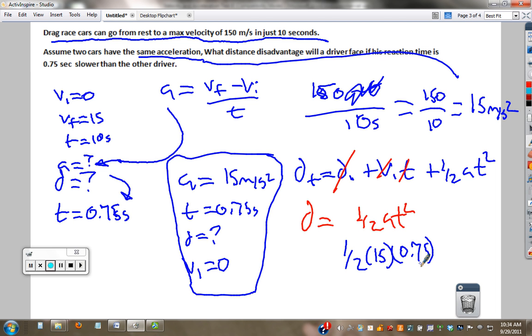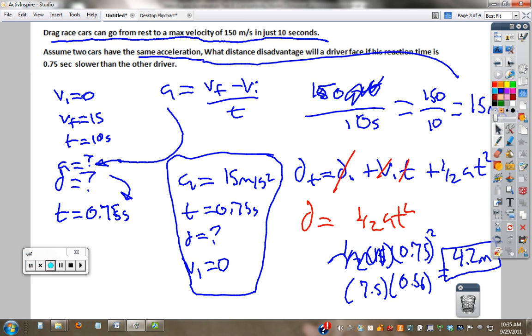That means the answer is 7.5. I combined these two times this one squared, 0.56. The answer is 4.2. And what are the units? We're trying to find distance, so the units are meters.